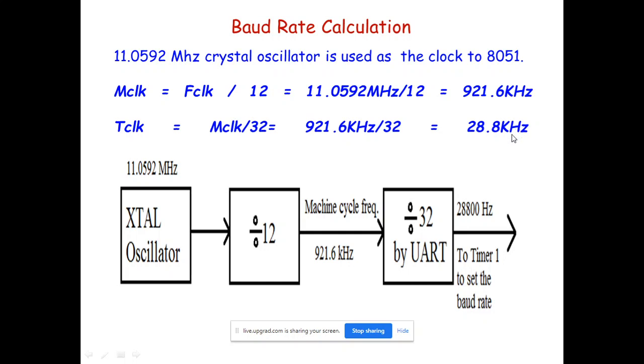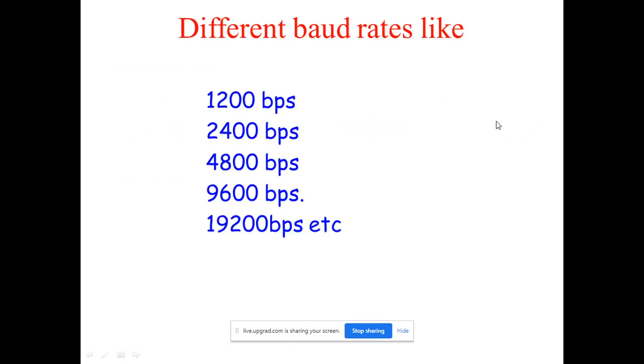Then we can construct different baud rate possibilities, and we can develop them from this basic frequency. Basic frequency is 28.8 kilohertz. From this we can develop different desired baud rates. Now these are the different baud rates, and we can generate the baud rate as per our choice. Now how to do that? For that, just see the next slide.